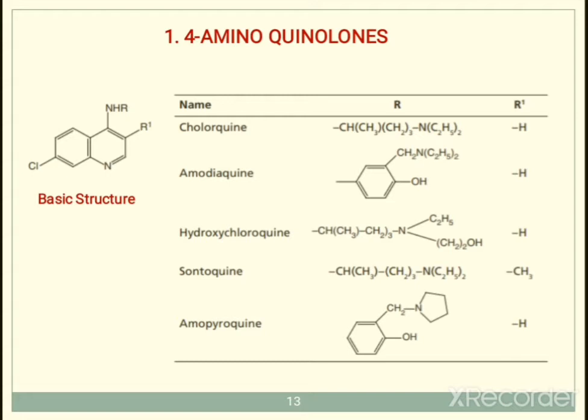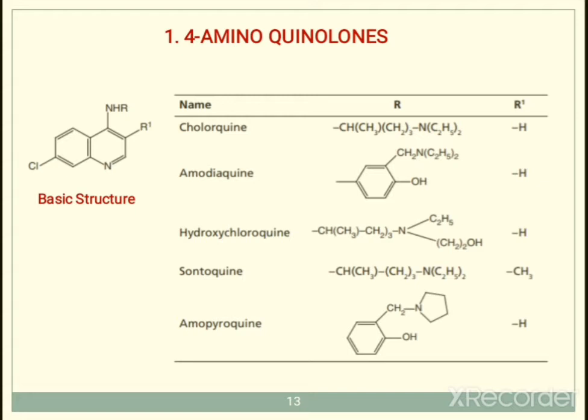Now the examples are given over here. The first example is chloroquine. In chloroquine, at R1 there is hydrogen only, and at R there is CH3 CH2 3 times, N C2H5 C2H5. So this is the chloroquine structure. Now the second is amodiaquine. In amodiaquine there is a phenol type of ring, and at the second position there is CH2N C2H5 C2H5 at R, and at R1 there is again hydrogen.